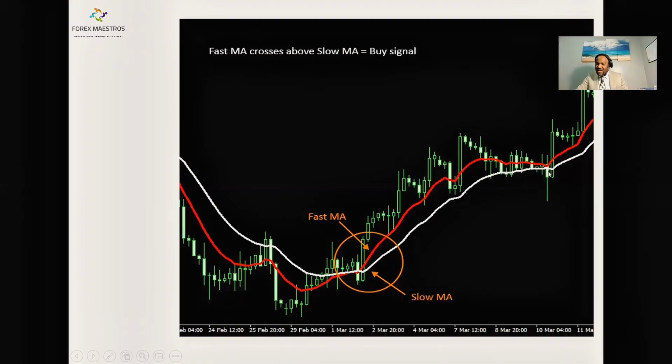But even though it waved down, did the trend change? No, the trend did not change. The red line is still above the white line. We're using the 2 moving averages this time around. No more 1 moving average. All right, so let's go on.